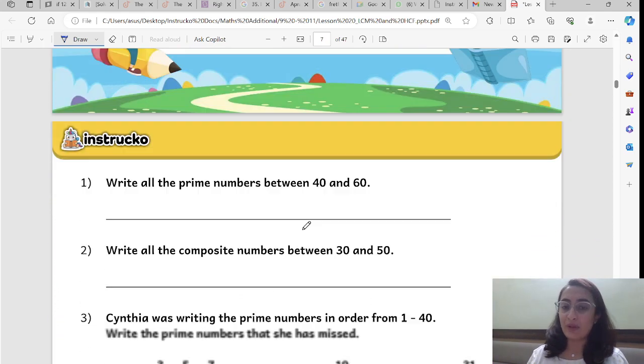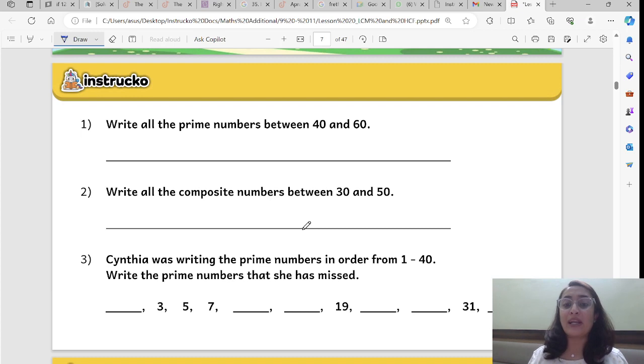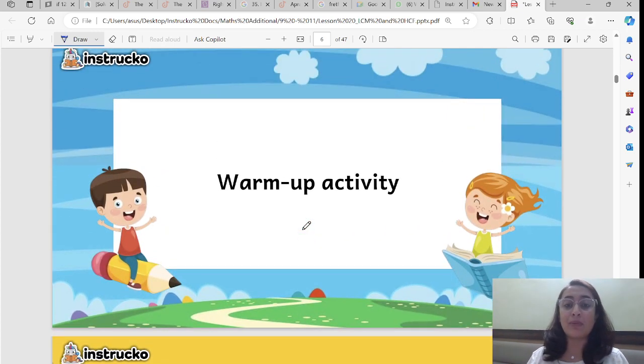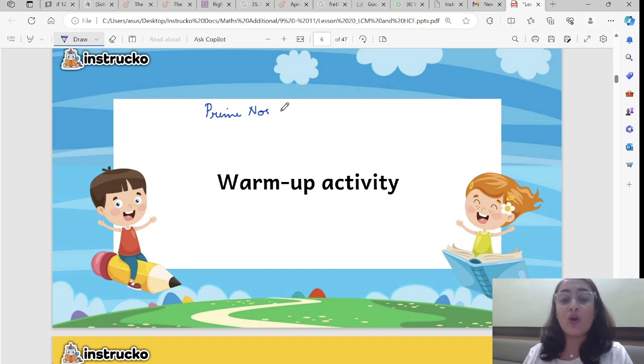Before we start with the warm up activity, I would like to explain a little bit about prime numbers. So what are prime numbers exactly? Prime numbers are the numbers which are not divisible by any other number. Basically, to say, my prime numbers are 2. See, 2 is not divisible by any number. 2 does not come in any number's table.